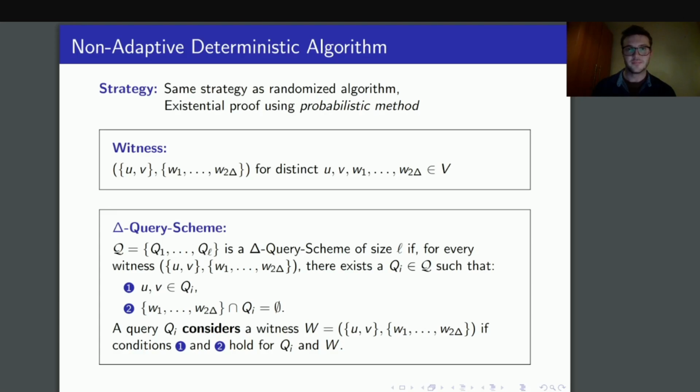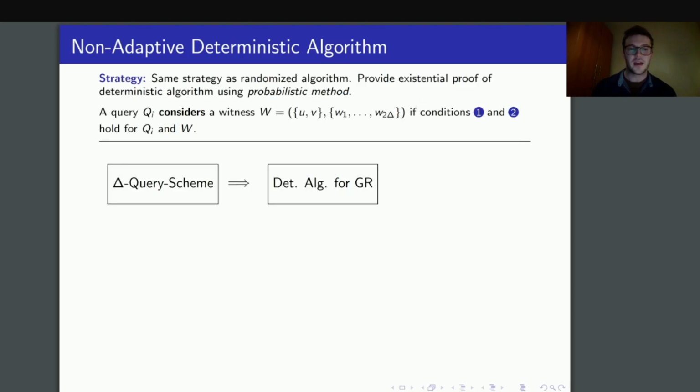We can then say that a query QI considers a witness W if conditions 1 and 2 hold for QI and W. We now want to show that a delta query scheme of size L can lead to a deterministic algorithm for graph reconstruction by executing all L queries of the delta query scheme. For this to be the case, we need every non-edge to be contained in the maximal independent set corresponding to some query in our set. Consider a specific non-edge UV.